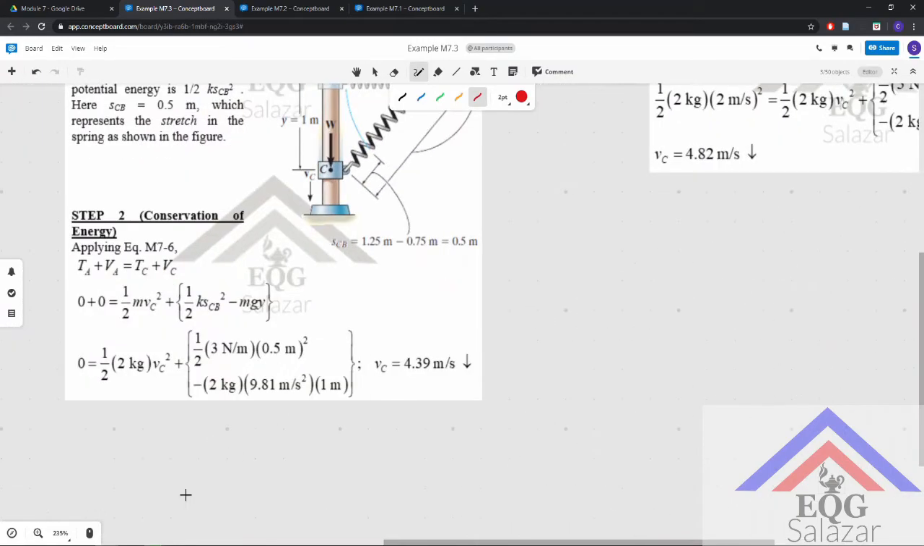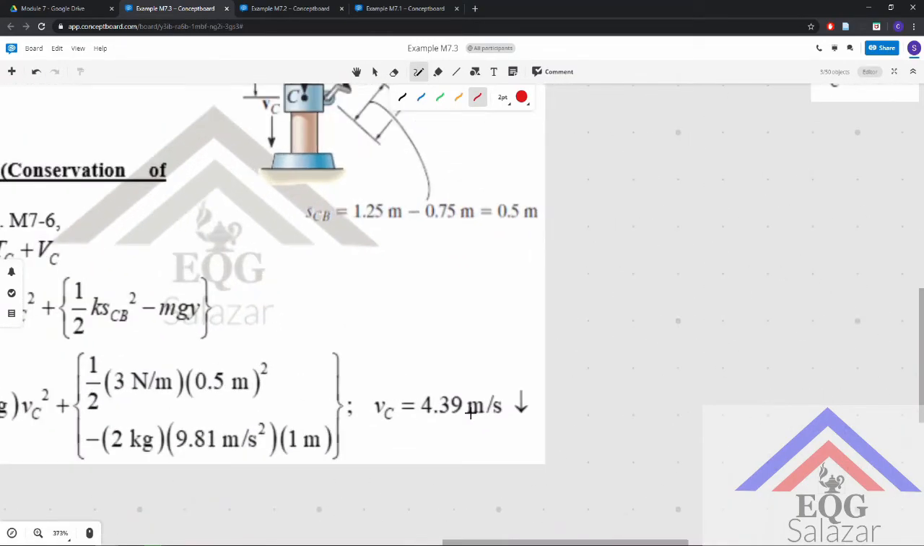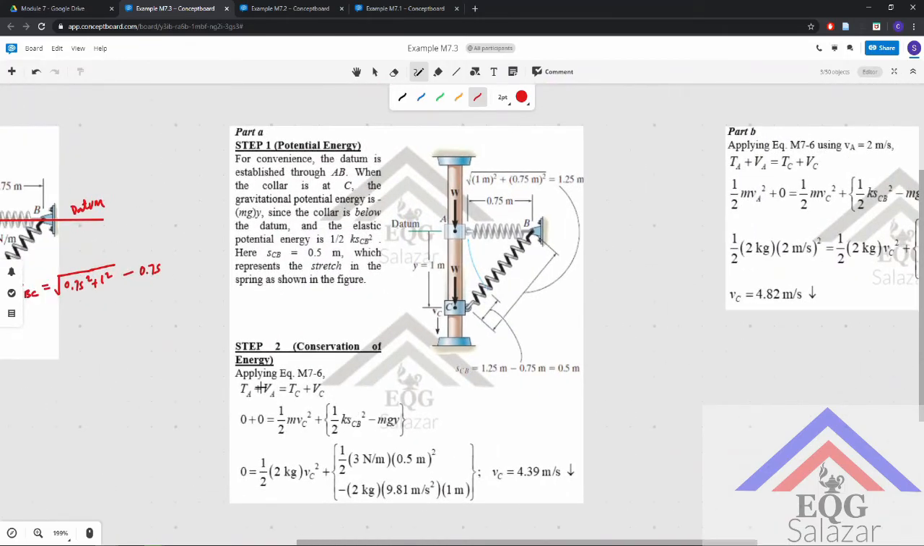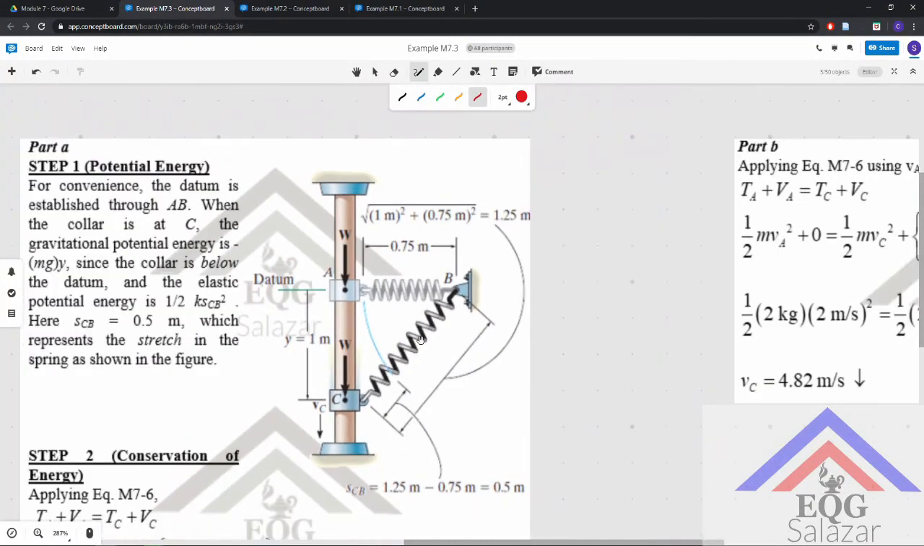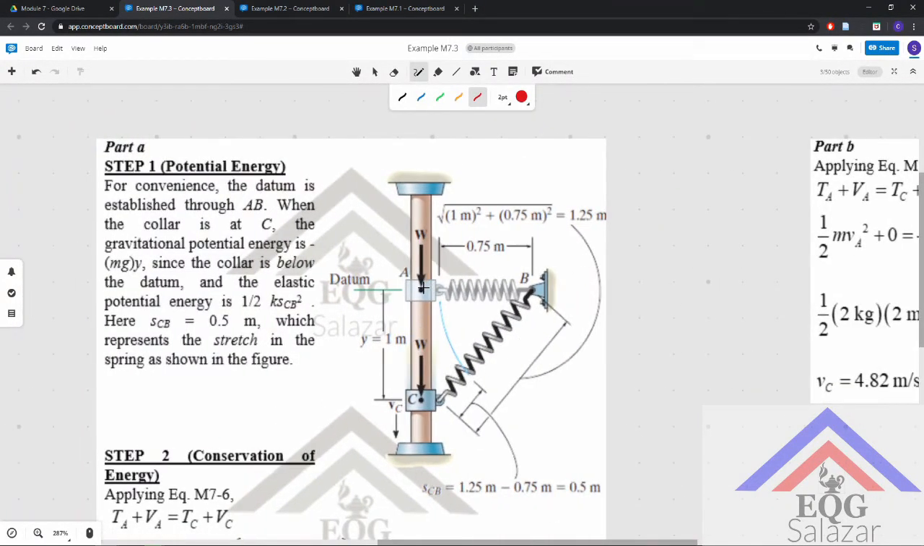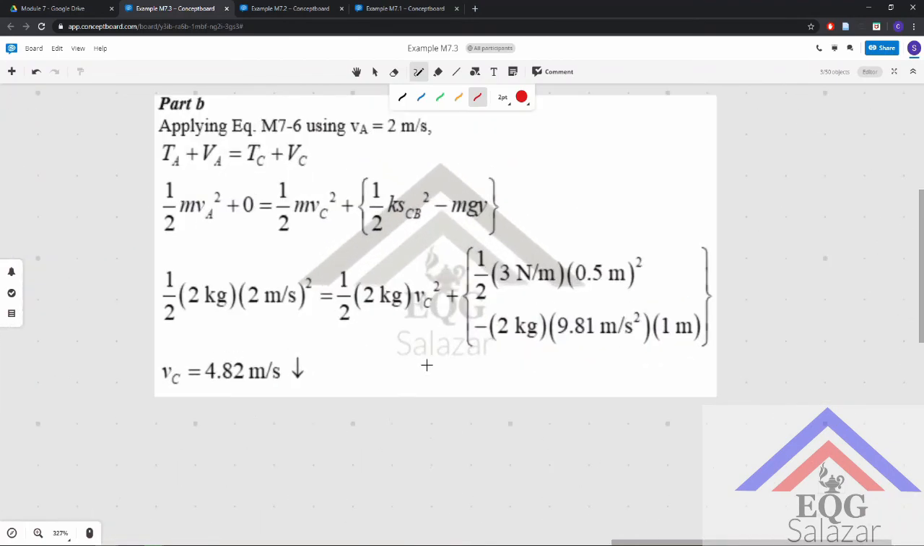Okay, which is slightly larger than the vC when it's released from rest, because this goes up, and then the elastic potential energy, and then the added gravitational potential energy will contribute to the kinetic energy at point C. Okay, so that's why this is bigger.